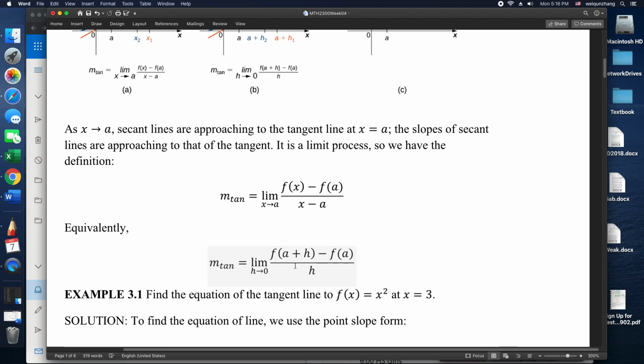Indeed, in our next video, we are just going to say this kind of limit of the difference quotient is simply the derivative.